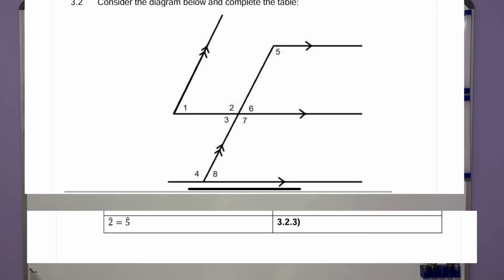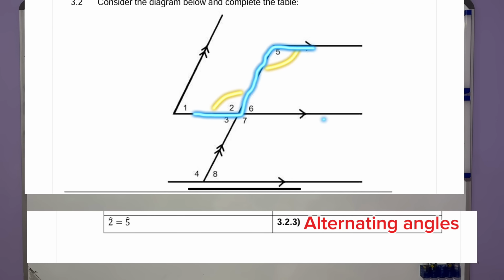Now, angle 2 and angle 5. What type of angles are those? If I go along the lines and form those angles, I can see that I'm getting the letter Z. And angle 2 and angle 5 forming the letter Z, you know that that is alternating angles.